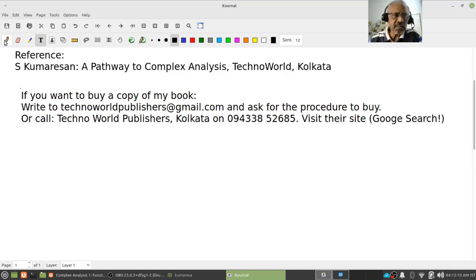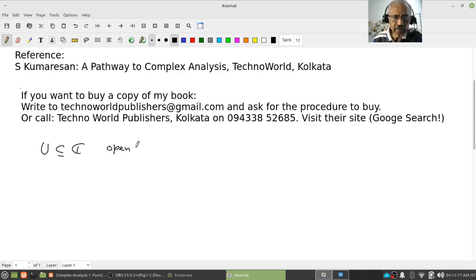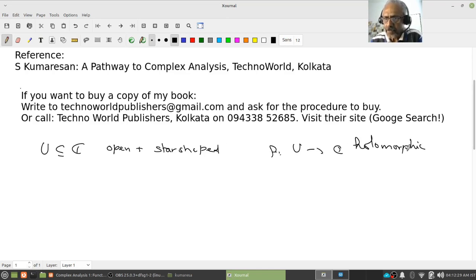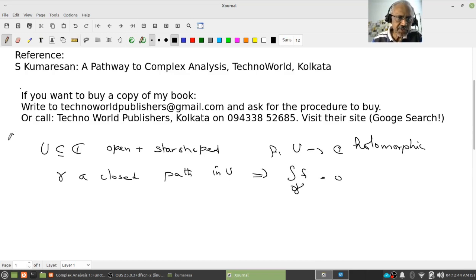So in the last lecture, what we did was the following. If U is open and star shaped, and if f from U to C is holomorphic, then for gamma any closed path in U, we proved the integral of f over gamma is 0. This is Cauchy's theorem.